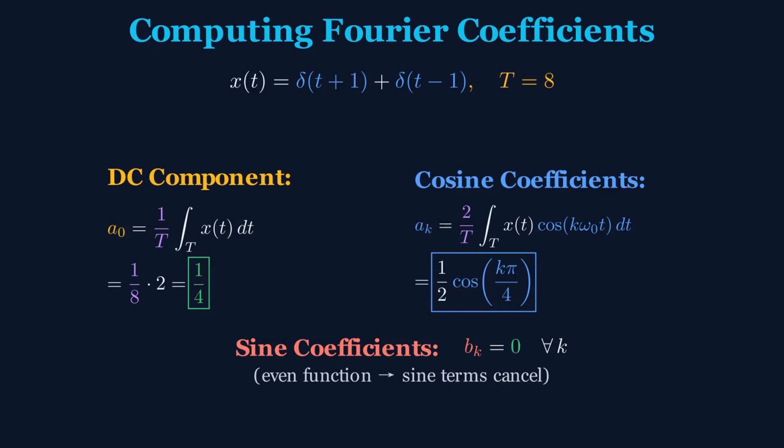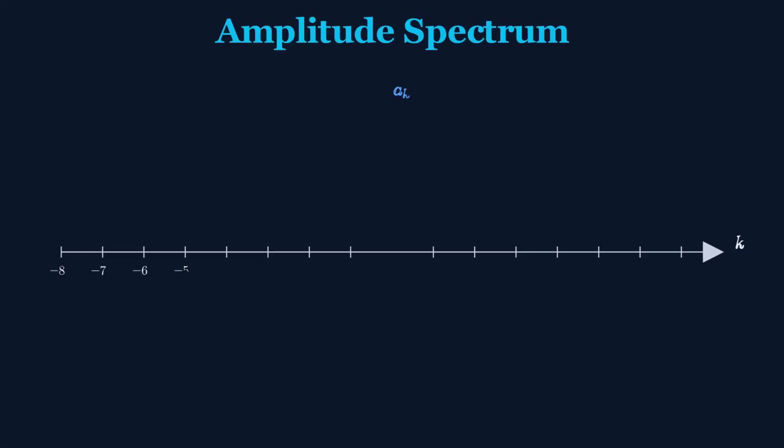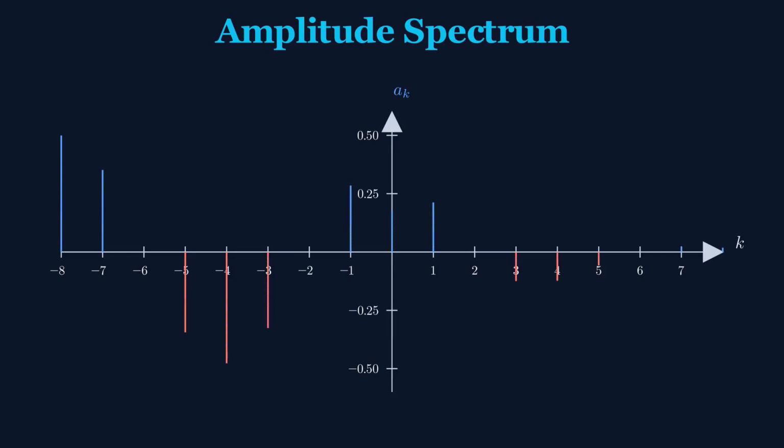This is a general rule. Even signals have zero sine coefficients. Now, let's visualize these coefficients. Plotting ak versus k, we see a cosine-shaped envelope. The DC component, a0, equals 1/4. The coefficients decrease and oscillate as k increases.